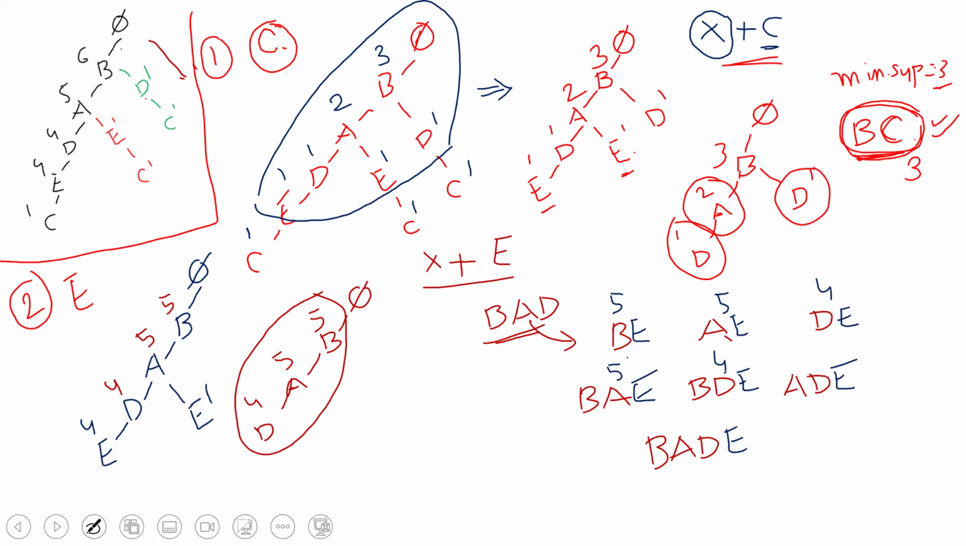Just consider the last one. You have to write the items in the same order in which they appear here: A comes after B, D comes after A. You shouldn't write DB, you should write it as BD. Then only you'll get the right support. Then comes AD. The support of D is 4, so BADE support would be 4. That is how you have to derive.